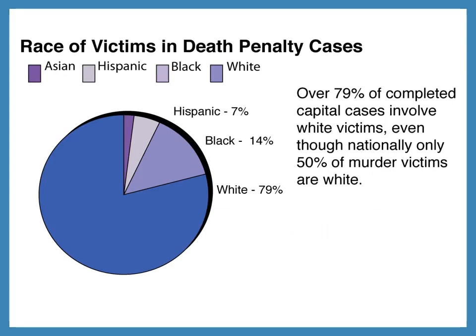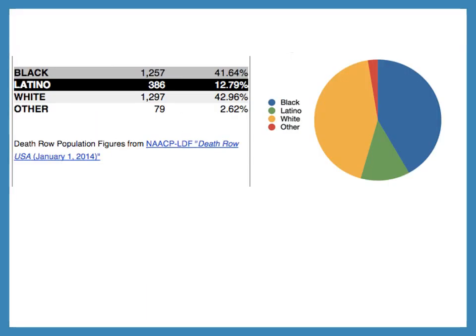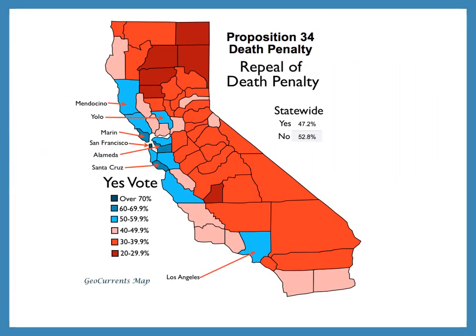In death penalty cases, over 79% of the victims are white, while only 21% are minorities. It goes to show how race is a huge factor in their final decision. These statistics are from January of 2014 and are death row inmates from all across the United States. It shows that about 43% of the inmates are white versus 57% who are racial minorities.